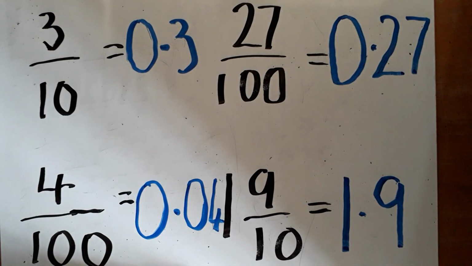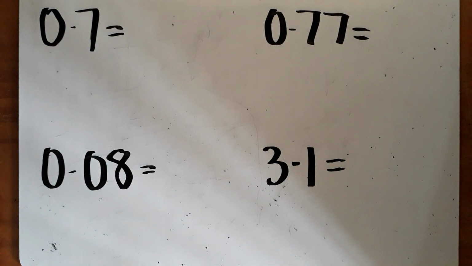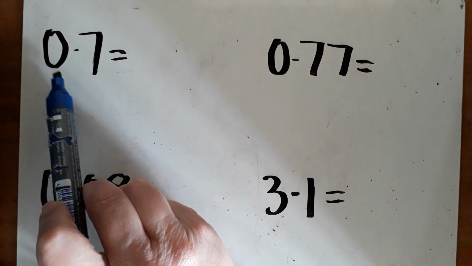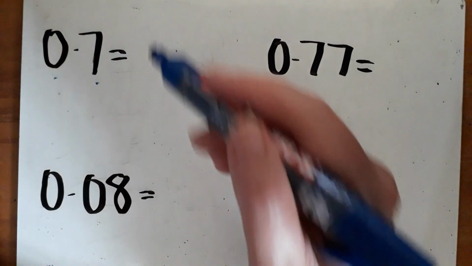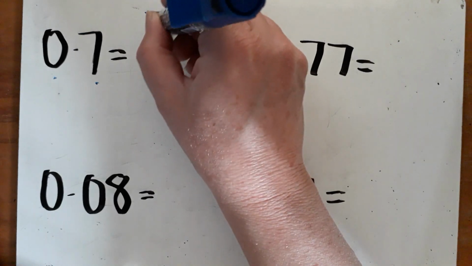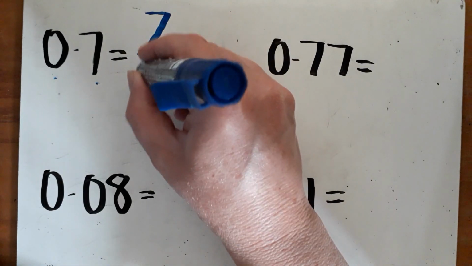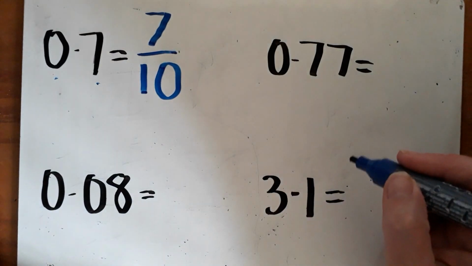And now we're going to do it the other way. So this time we're going to convert the decimals into fractions. Okay, so pause the video and write the equivalent fraction for each decimal. Okay, so 0.7, we have no whole ones and a 7 in the tenths. So as a fraction it is written as 7/10.